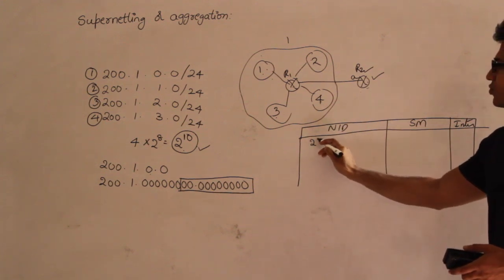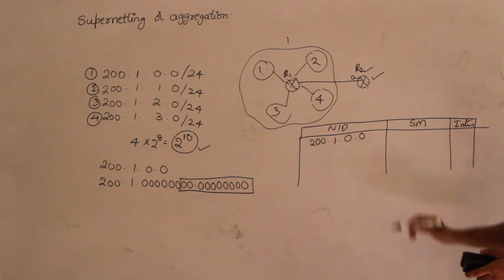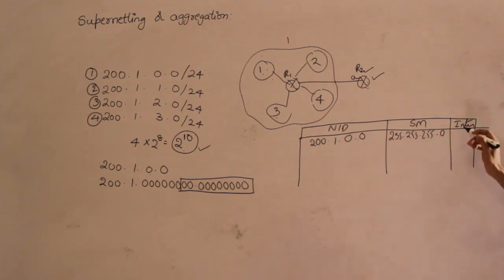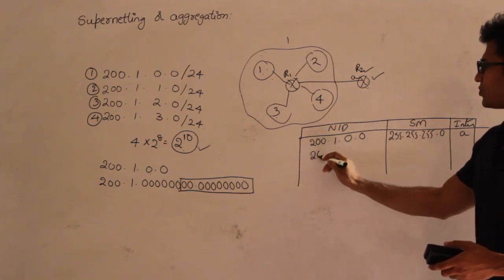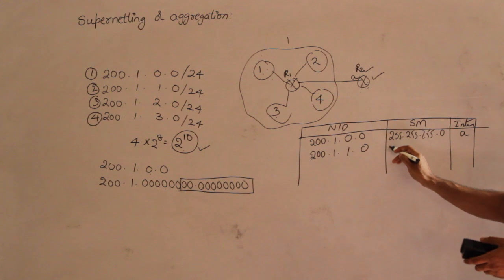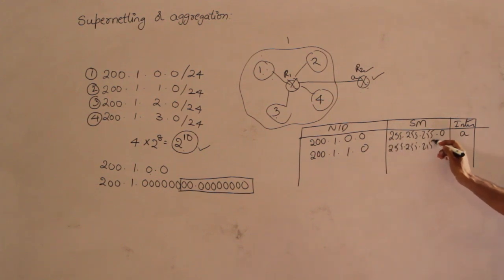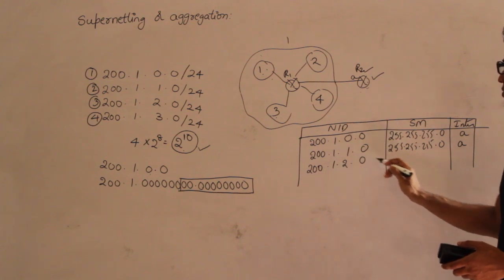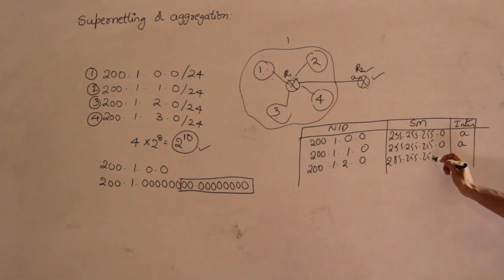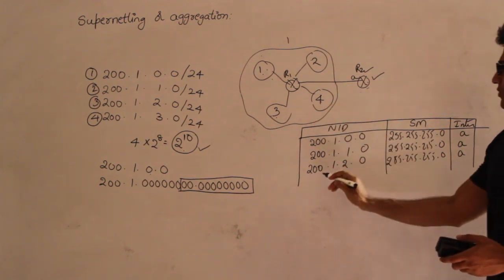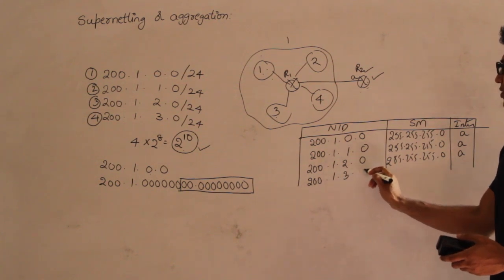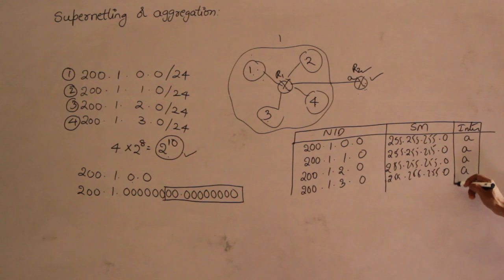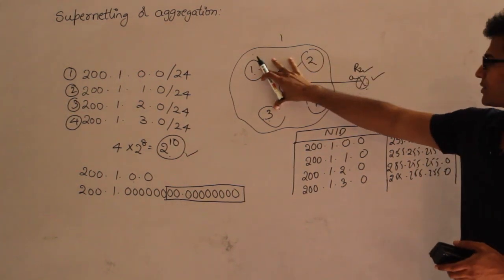Now if the network ID is 200.1.0.0 and the subnet mask is /24, which means 255.255.255.0, then the interface is A. If the network ID is 200.1.1.0 and the subnet mask is 255.255.255.0, interface is A. If the network ID is 200.1.2.0 and the subnet mask is 255.255.255.0, interface is A. And for the fourth one, the same: 200.1.3.0, 255.255.255.0 and A. Now at this router, for these 4 networks, I am having 4 entries.